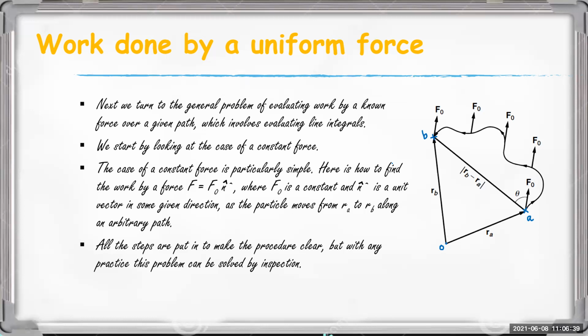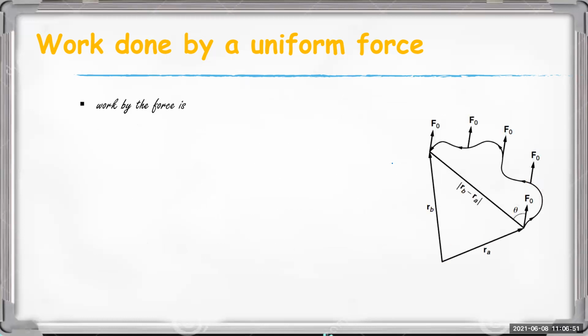Now we solve the problem in detail. We know that the work done W_BA, that is the work done from A to B, is equal to the integral from RA to RB of F dot dr.